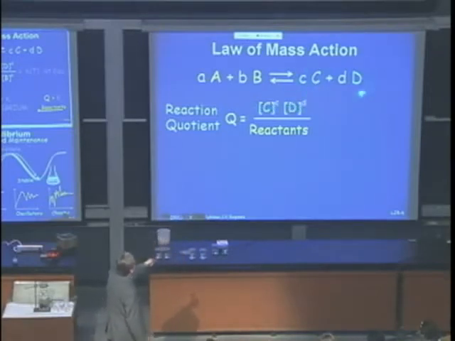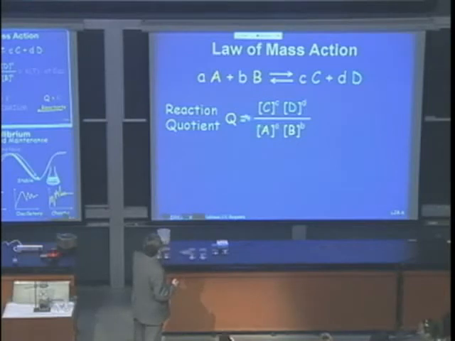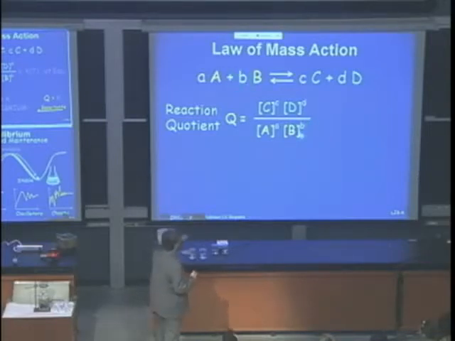These are the concentrations of our products: the concentration of C to the power of its stoichiometric factor, times the concentration of D to the power of its stoichiometric factor. Okay? If you have 5 moles here, you have to write 5 here. If you have 2 moles here, you have to write 2 here. Divided by the reactants, you have the concentration of A to the power of the stoichiometric number, the concentration of B to the power of the number of moles of B. All right?